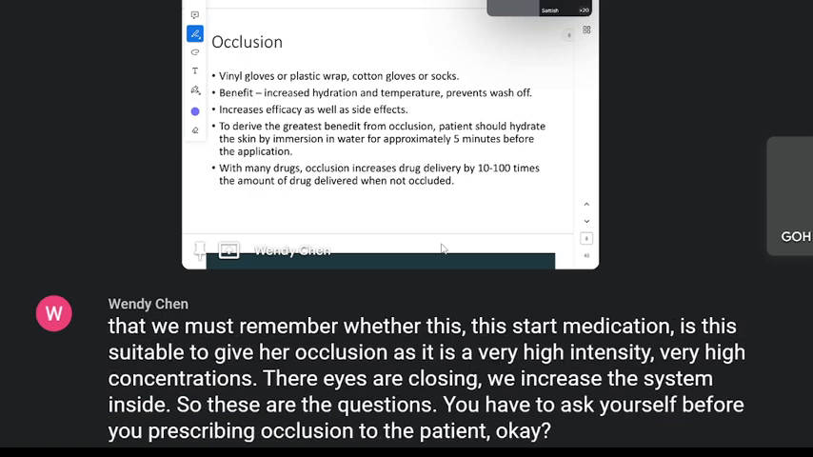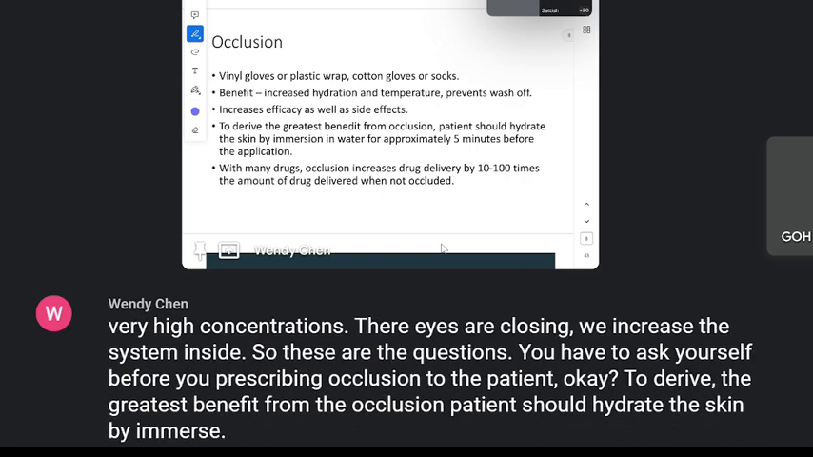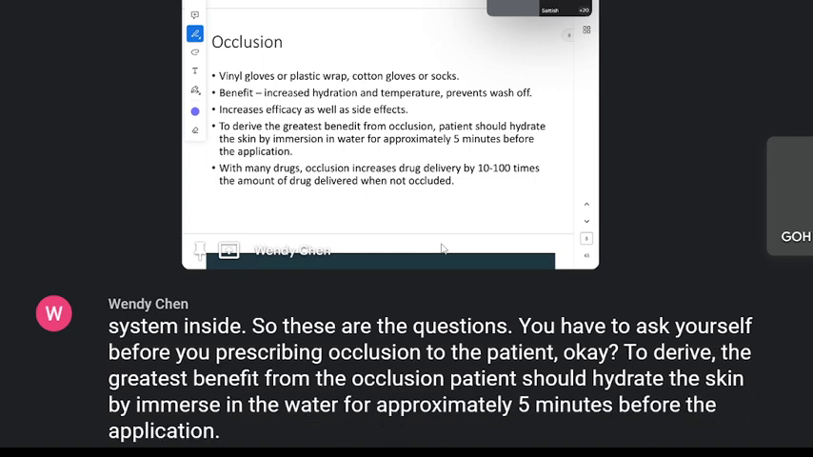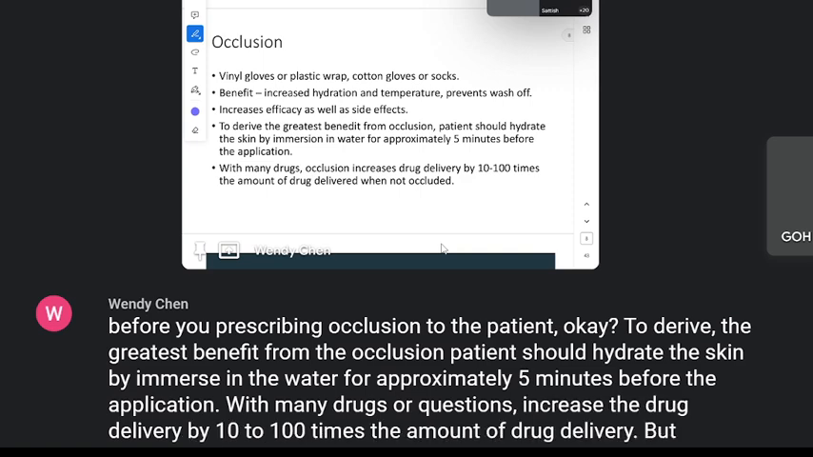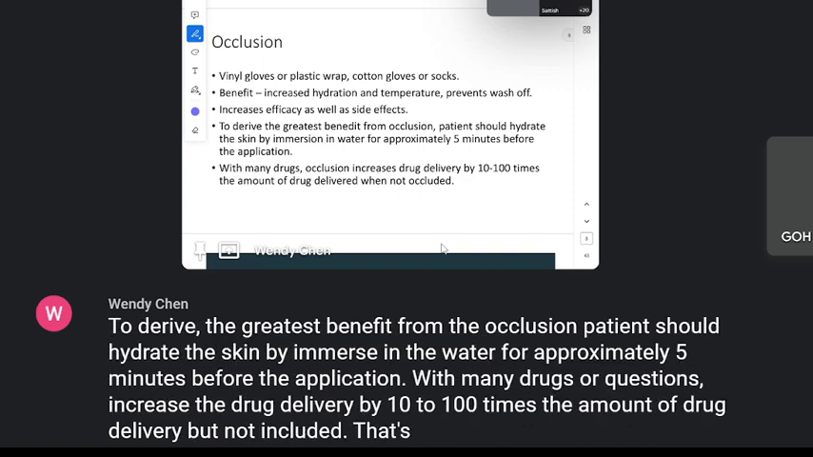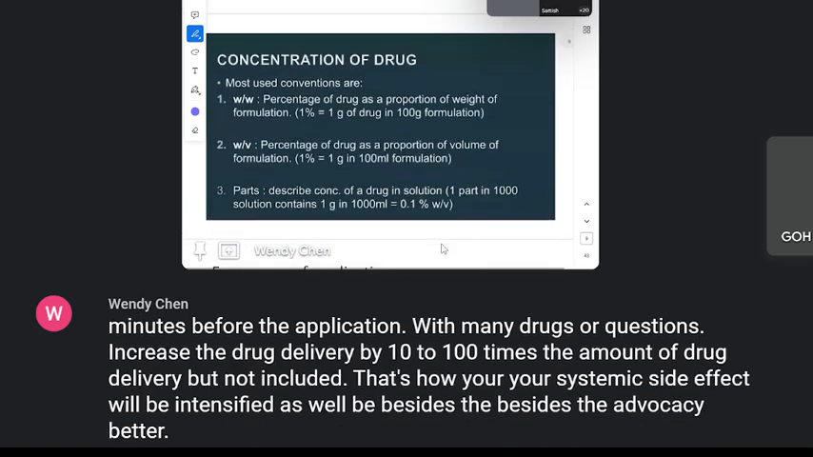Okay. To derive the greatest benefit from occlusion, patients should hydrate the skin by immersing it in water for approximately 5 minutes before the application. With many drugs, occlusion increases the drug delivery by 10 to 100 times the amount of drug delivered when not occluded. That's how your systemic side effects will be intensified as well, besides the better efficacy.